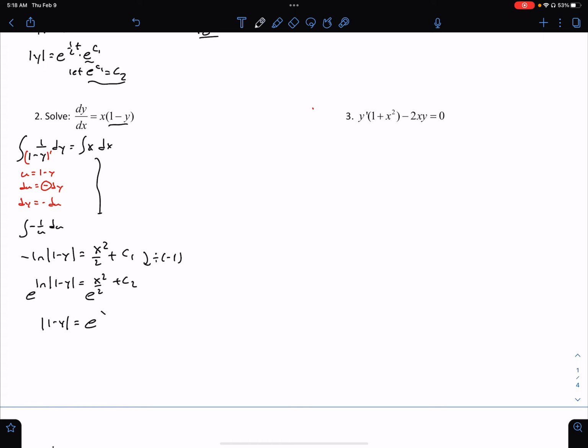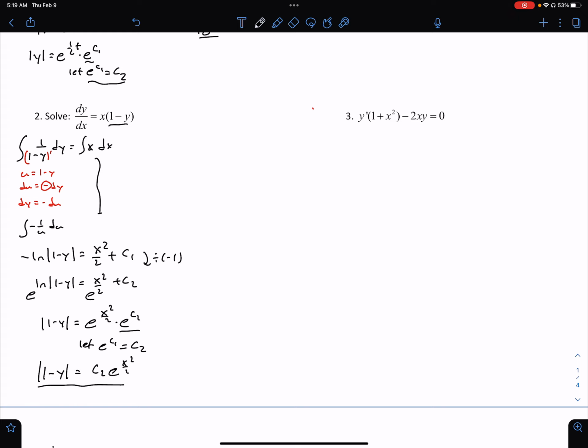I can write this as e to the x squared over 2 times e to the c2. And this is what I want. So we're going to say, let e to the c1 equal c2. Just real quick, you want to have that. And I'm going to rewrite this. I'm going to get the absolute value of 1 minus y equals, I'm going to put the c2 in front, e to the x squared over 2. There's my general form.